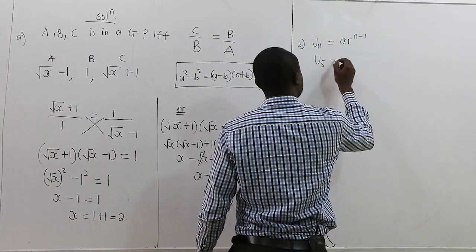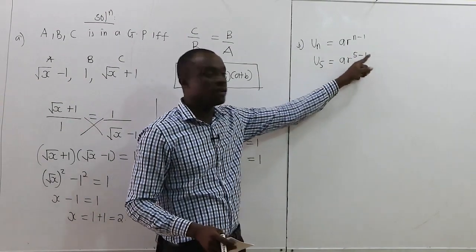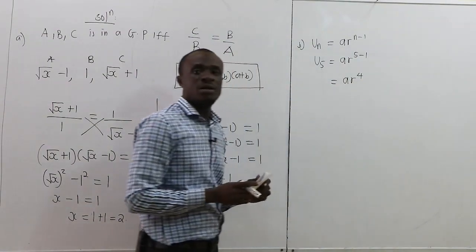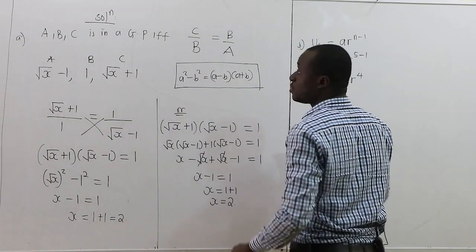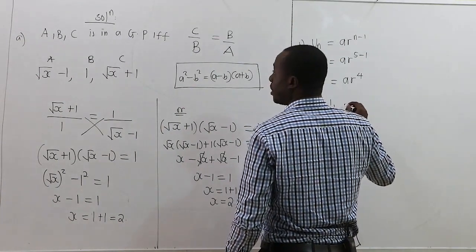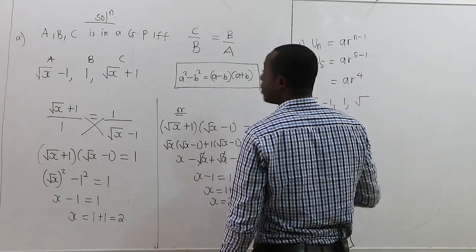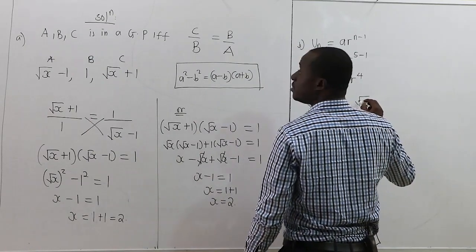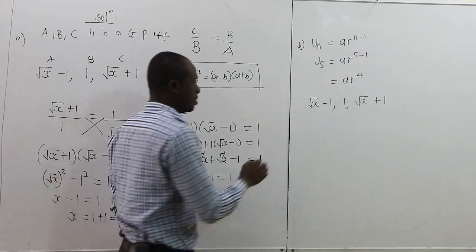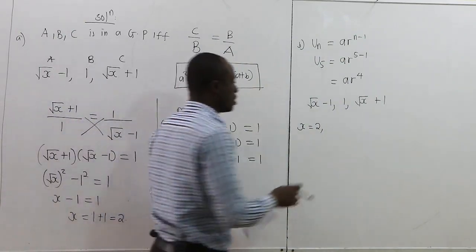So U of 5, the fifth term, is ar^(5-1), since n is 5. So this is the same as ar^4. Now, the sequence given to us is root x minus 1, then 1, and then root x plus 1. But in this case, we are being given that x is equal to 2. So let's put the 2 over there.